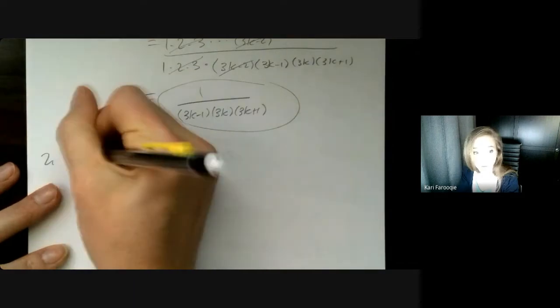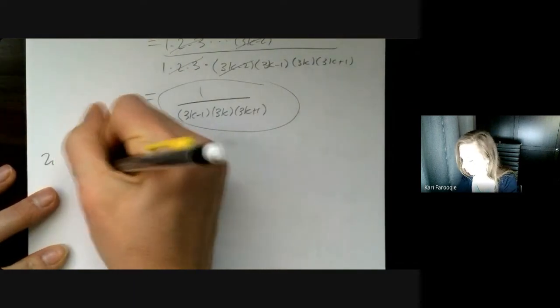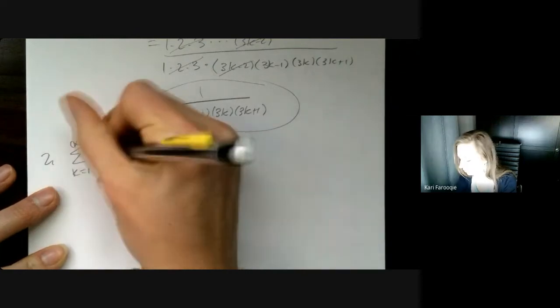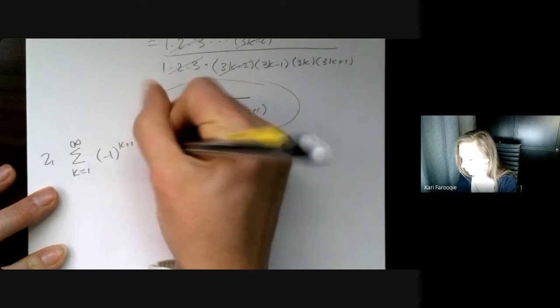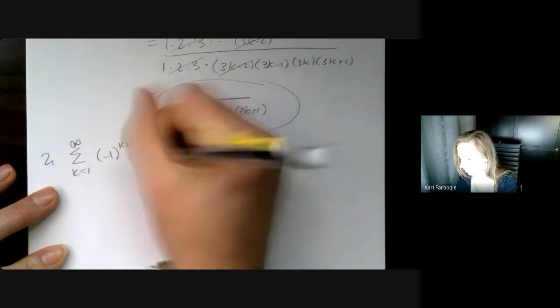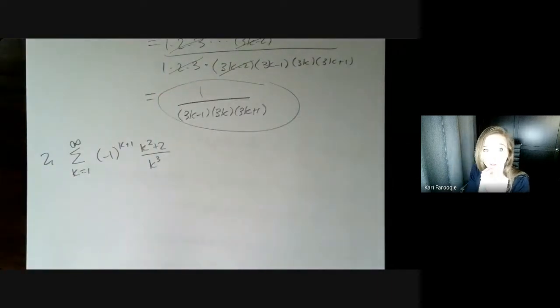Okay. Number 2, determine the convergence or divergence. This went from k equals 1 to infinity. It's an alternating series, -1 to the k plus 1, and then you have k squared plus 2 divided by k cubed. So for this one, you have some options.